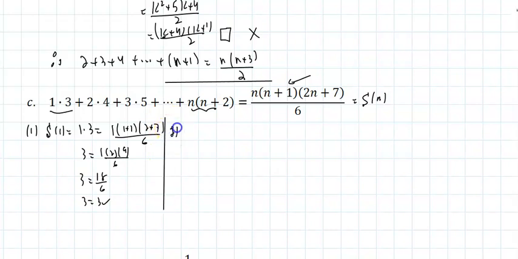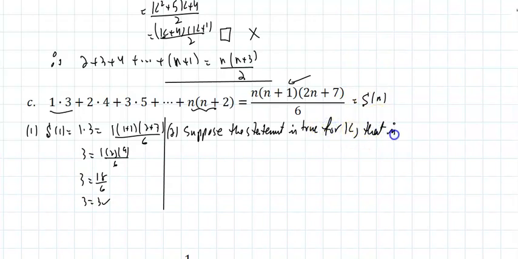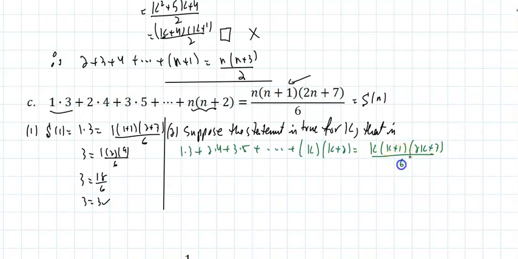Step 2. Suppose the statement is true for natural number k. That is, 1 times 3. Let me color code that. Let's use green. 1 times 3 plus 2 times 4 plus 3 times 5 plus up to k into k plus 2 equals k into k plus 1 into 2k plus 7 all over 6.